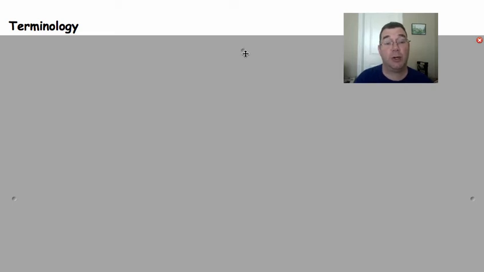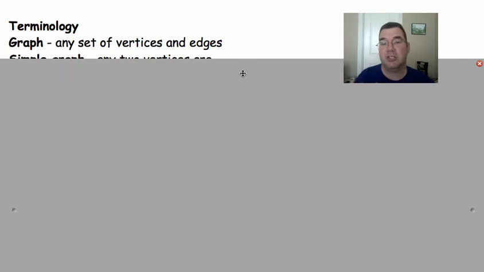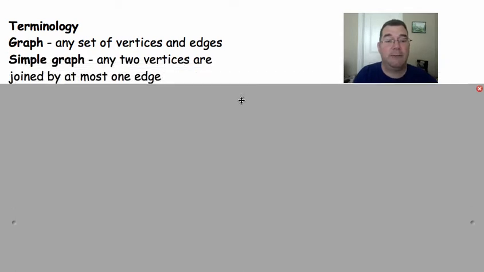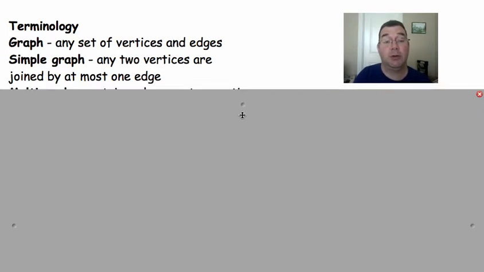I am going to go through this once, but once I do that, you're expected to know what all the terms mean. So let's talk about them one by one. First of all, any graph is just vertices and edges. Not all of the vertices need to be joined by an edge, but it's just a set of vertices and edges. A simple graph would be any graph where any two vertices are joined by at most one edge. So they might be joined, they might not. But if they're joined, they're only joined by one edge.